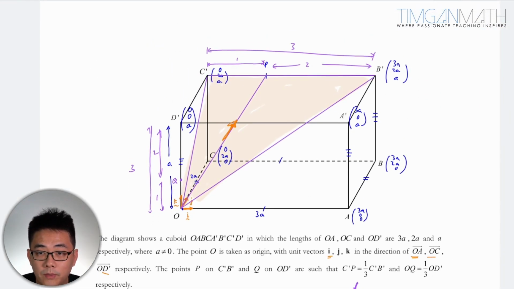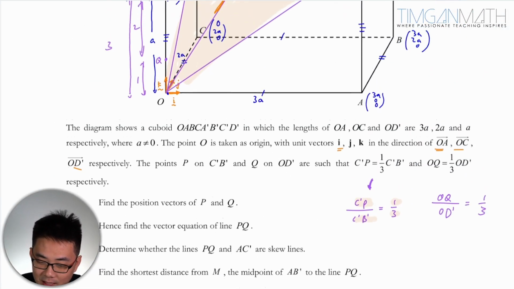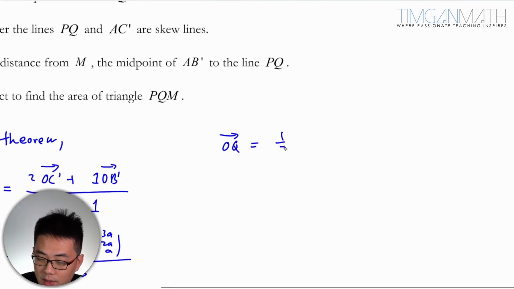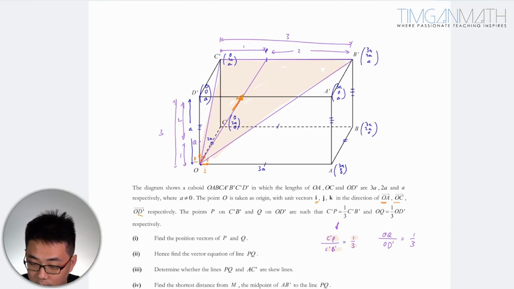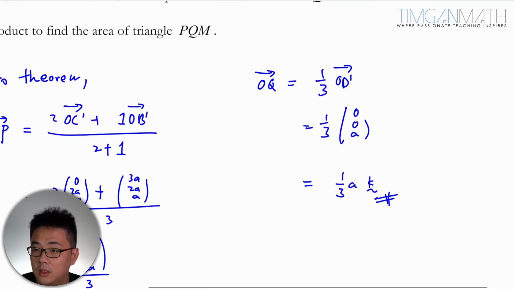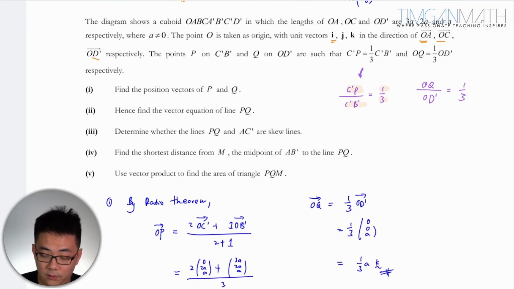Then we're going to look at OQ. OQ is actually, where is OQ? OQ is the easiest. OQ is just basically secondary school stuff. OQ is just 1/3 of OD, right? So this is 1/3 of OD prime. So that will be 1/3. OD, we already listed, 0, 0, A. So this is OQ, which is actually just 1/3 Ak. Okay, 0i. So I think that's pretty okay. That's OQ. Alright, let's look at the second one.